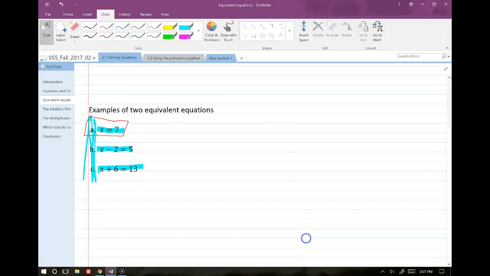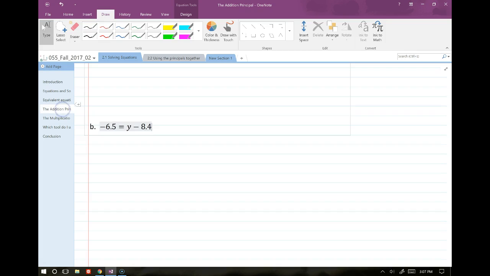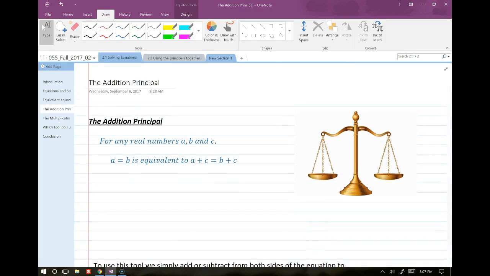All right, so on to the addition principle. This is the first tool for solving equations. Well, I don't know about the first, but it's definitely one of the most important. So the addition principle says, for any real numbers a, b, and c, a equals b is equivalent to a plus c equals b plus c. Basically this says you can add whatever you want to both sides of an equation and it does not change the solution. So for our x equals 7 example from above, if we said x plus 3 equals 7 plus 3, that would not change the value of the equation, right?